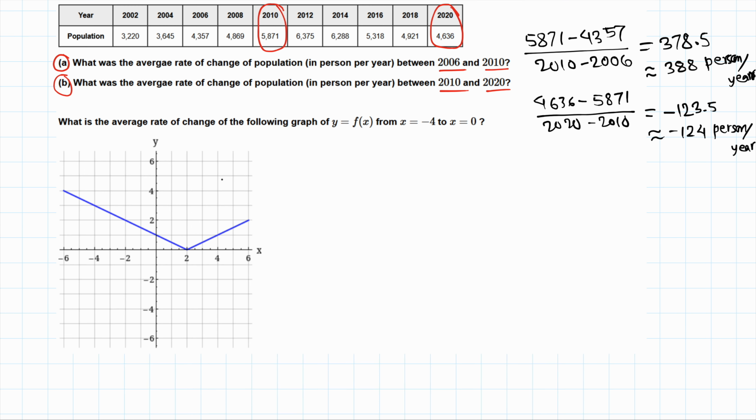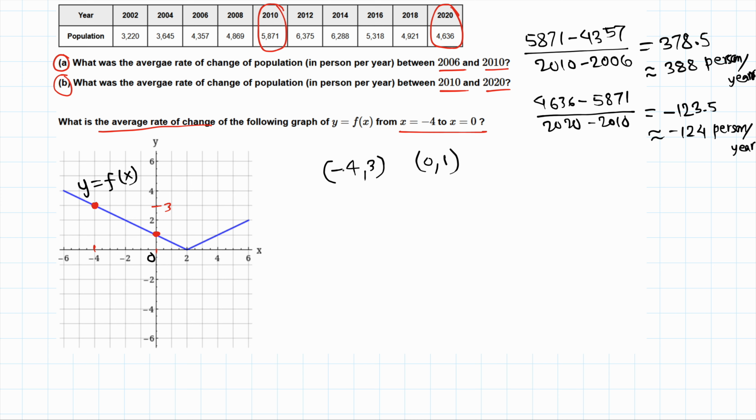Now we have a graph given. This is the graph of y equals f(x), and we are asked to find the average rate of change from x equals -4 to 0. So we got a point here at -4 and a point here at 0. So we need to know these 2 points. At -4, the value is 3. So we have -4, 3, and this is 0, 1.